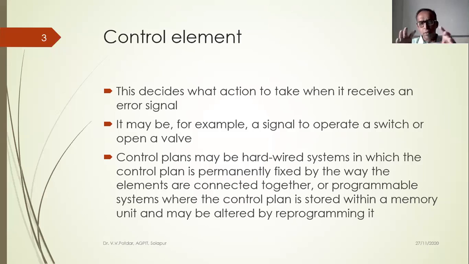It may be a signal to operate a switch or open a valve. It may be a simple operation of a switch, which is operated by a relay, maybe lighting a lamp, closing a lamp. So that is also one of the control actions that is expected. Control plans may be hardwired systems in which the control plan is permanently fixed by way of elements that are connected together, or these may even be programmable systems.